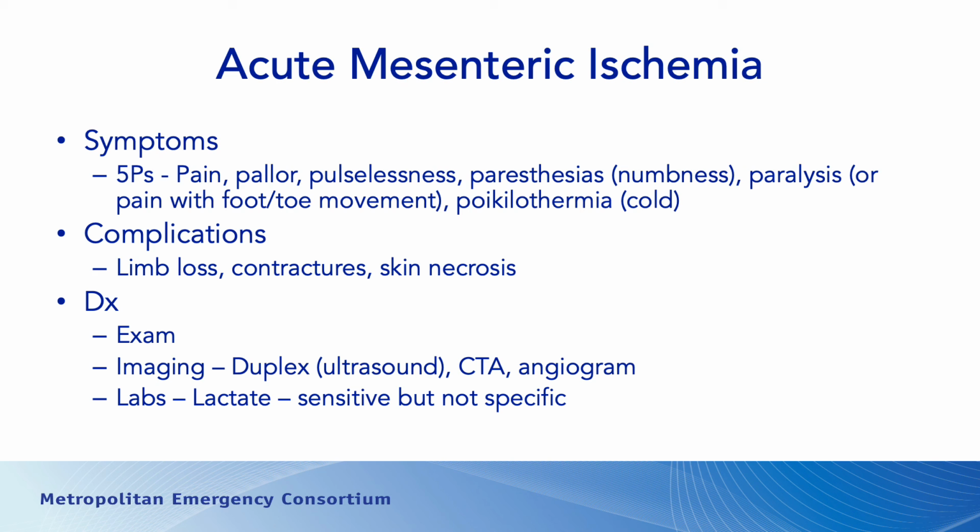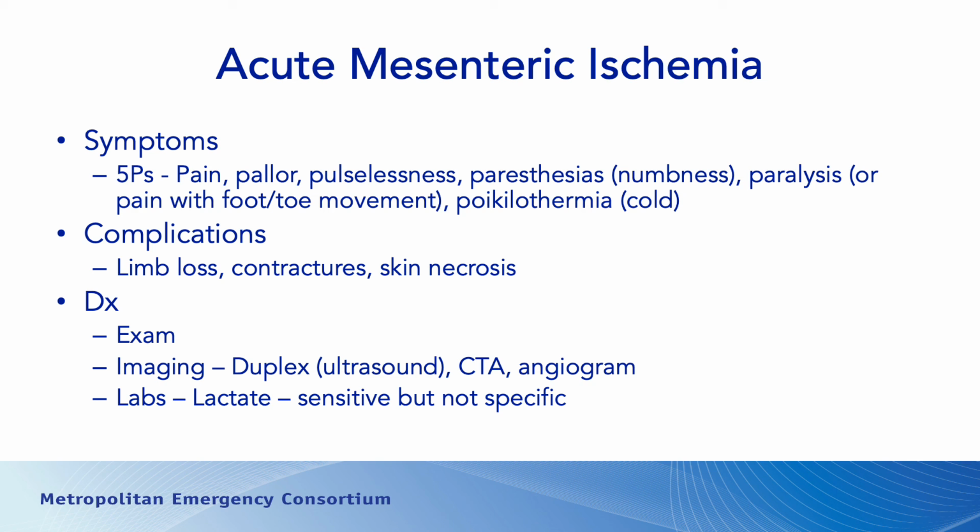The complications, well, you can lose the limb. If you have an acutely ischemic limb, particularly a lower leg, you can lose that limb or that lower leg if the clot is not removed, if blood supply is not restored. Even if it is restored, you can develop contractures because you've had muscle death due to delay in diagnosis or treatment, and you can develop skin necrosis just because there's inadequate blood supply, just like patients with chronic limb ischemia can develop skin necrosis as well.